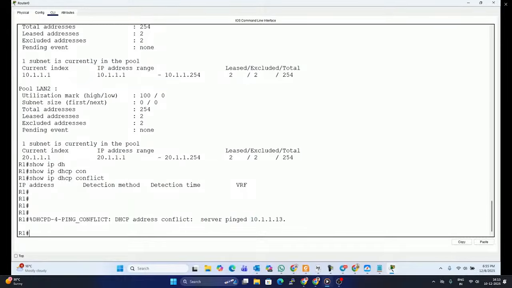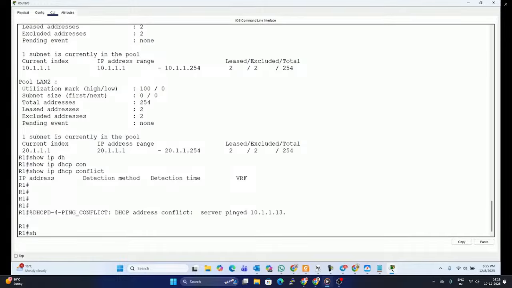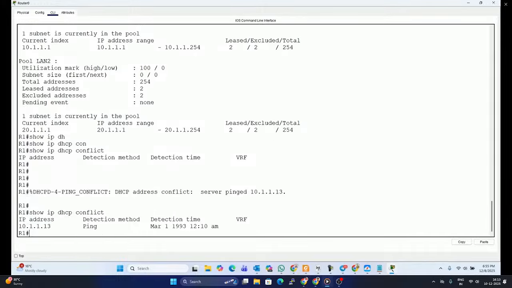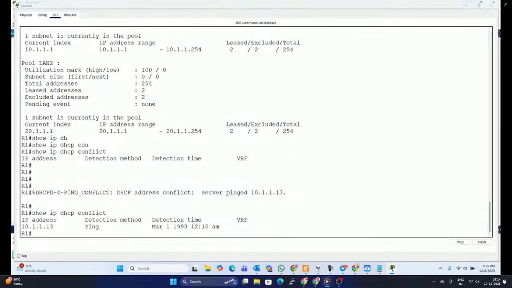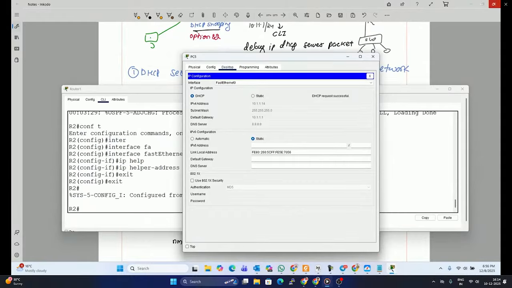No, this is a normal message without any debug. Yes, so IP DHCP conflict, and it's going to maintain a database also that these IP addresses are already assigned. So next time we'll not be trying to offer 10.1.1.13 here. Using these techniques, we can troubleshoot DHCP related problems.